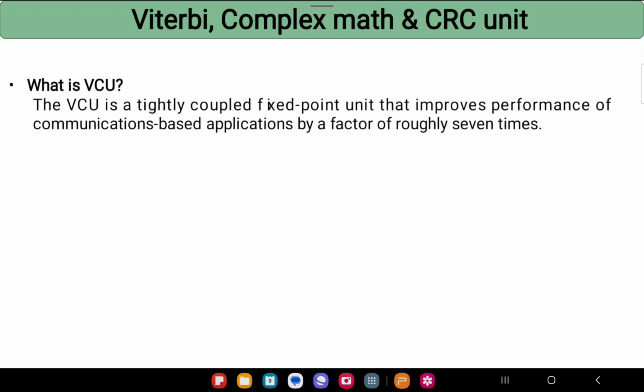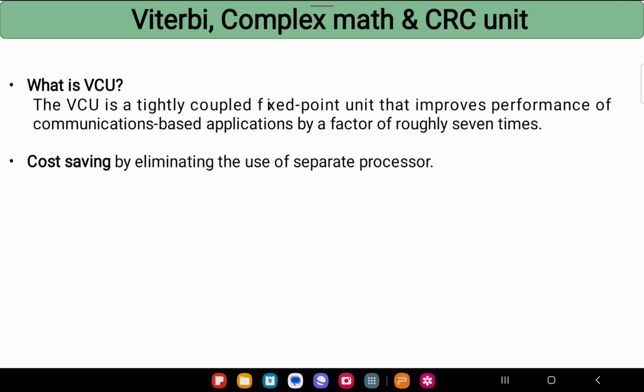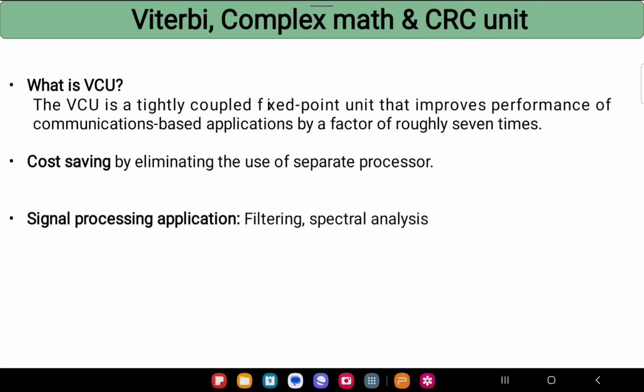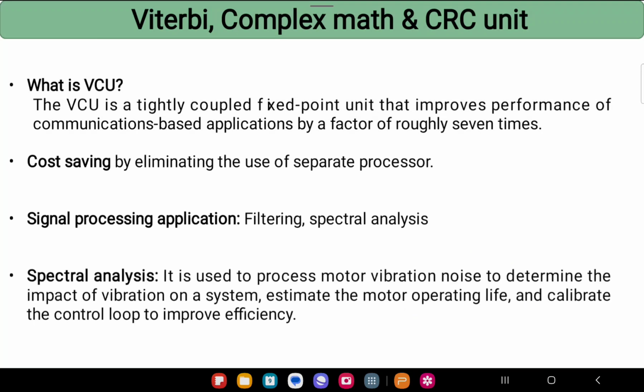Okay, the next is Viterbi, complex math and CRC units. So why VCU and what is it? A VCU is a tightly coupled fixed point unit that improves the performance of communication based applications by a factor of roughly 7 times, and it reduces the cost by eliminating the use of a separate processor. Generally it is used in signal processing applications, filtering and spectral analysis.